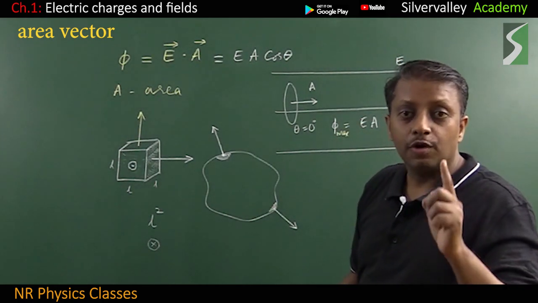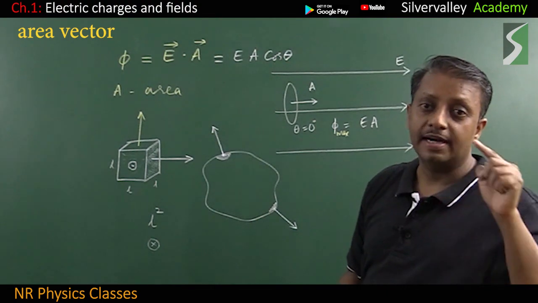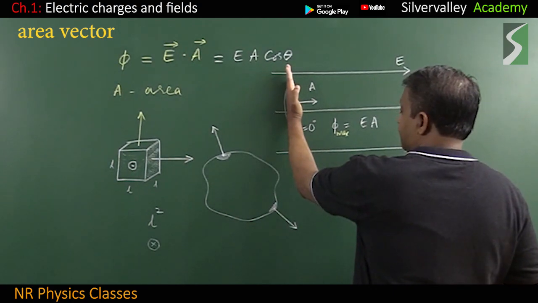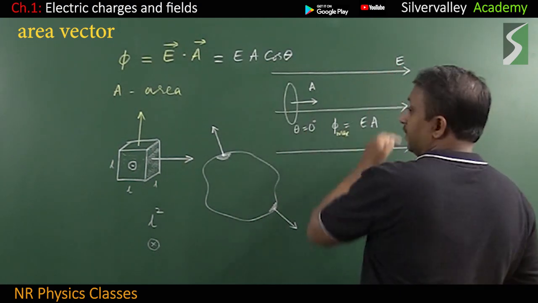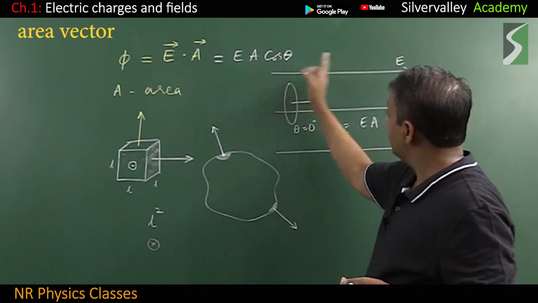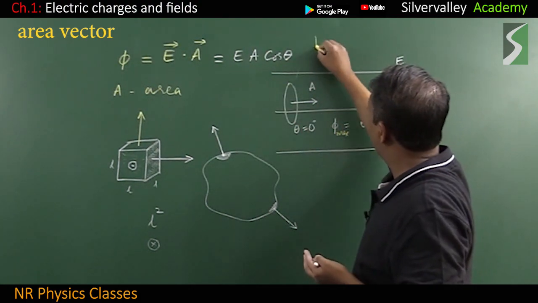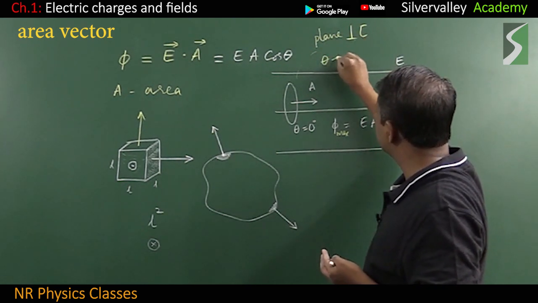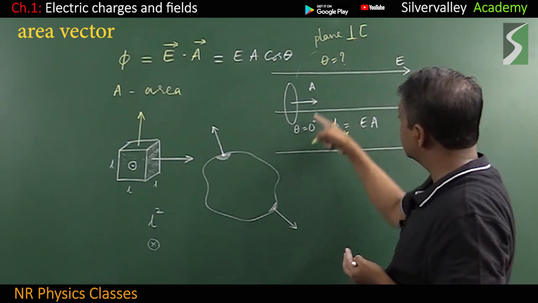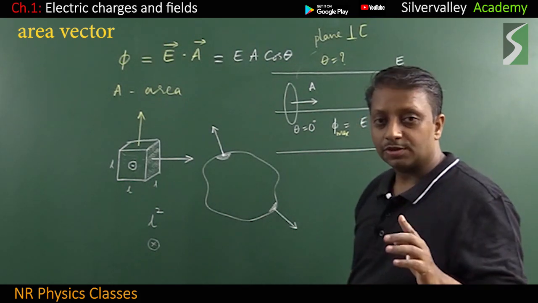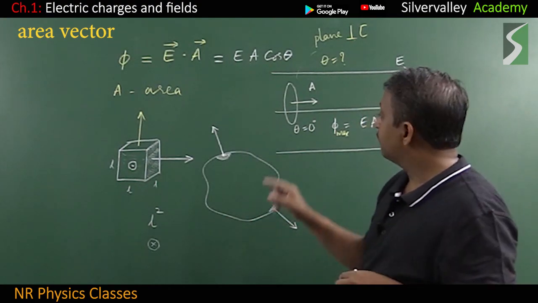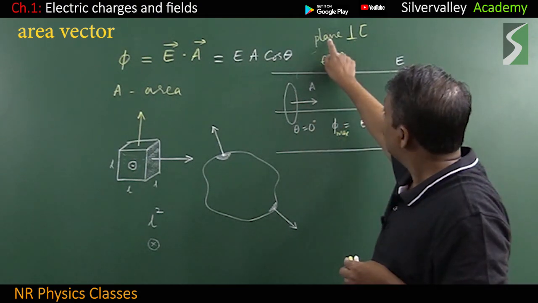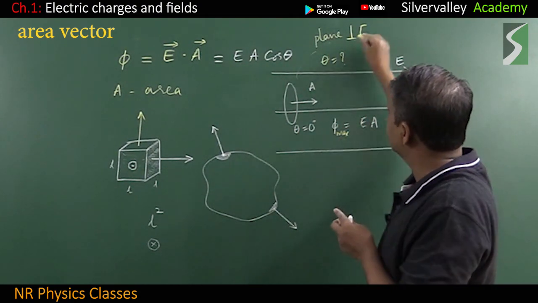You should always search for the angle between the area vector and the electric field. Observe, the plane of the circle is perpendicular to the electric field. Again, the plane is perpendicular to the electric field. Let me write: plane perpendicular to electric field. What is the angle? The angle is not 90 degrees, the angle is 0 degrees. In multiple choice questions, it is a common observation that instead of giving theta, the angle between the area vector and the electric field, most of the cases they give the angle between the plane and the electric field.